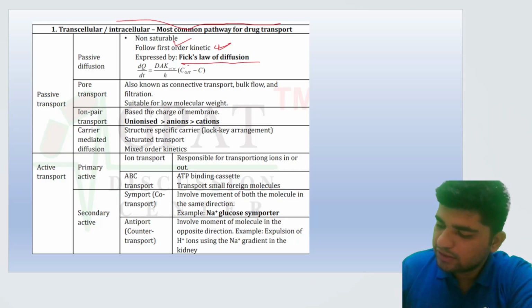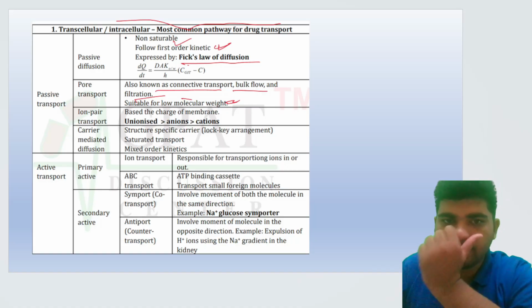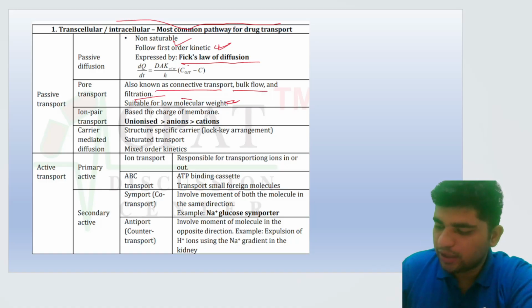Pore transport, also known as convective transport, bulk flow, and filtration, is suitable for low molecular weight drugs. Ion pair transport involves unionized ions and cations. These are the sequence in which drugs pass through the GI epithelium. Now, carrier mediated diffusion: structure specific carrier, that is lock and key arrangement, and there is saturable transport and mixed order kinetics.